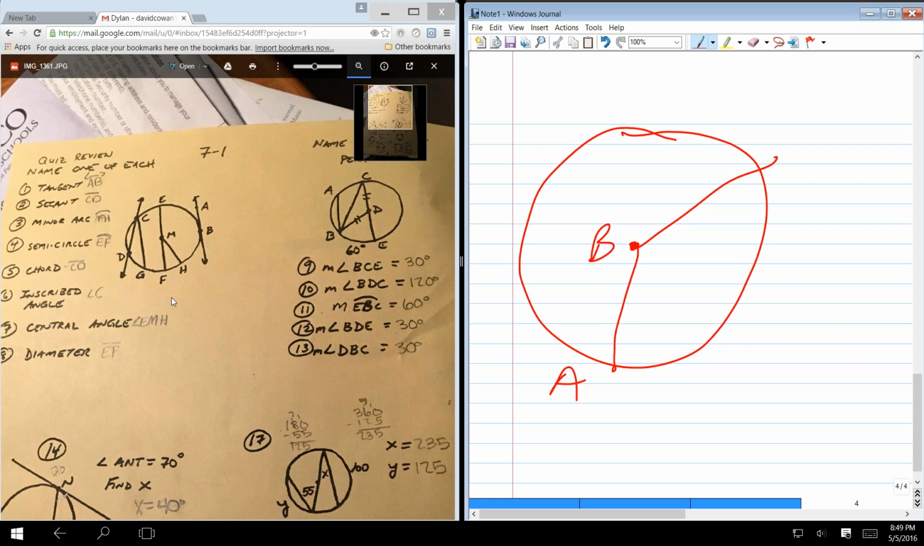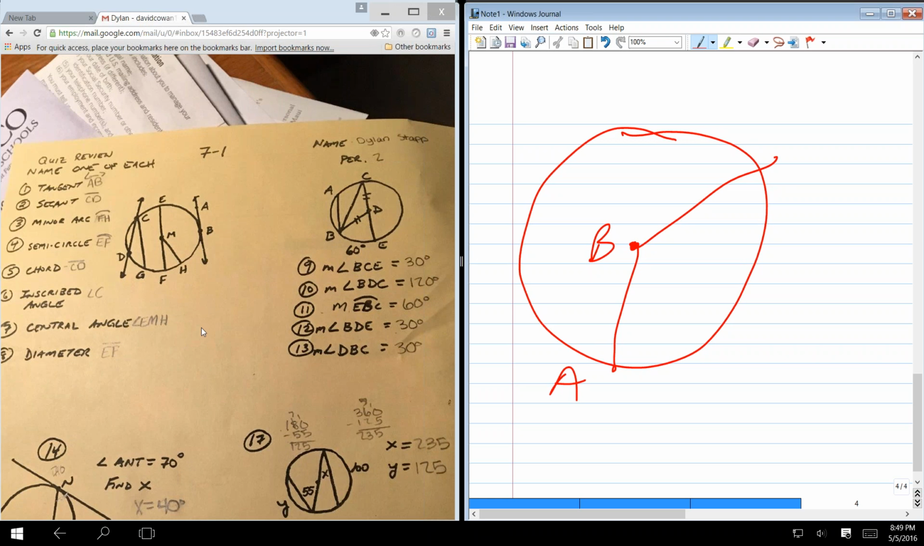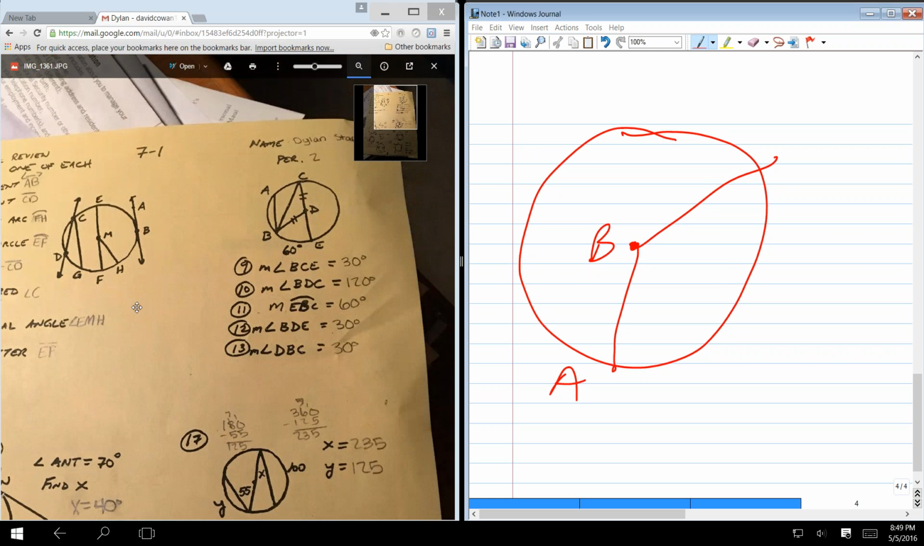HME would be one. Yep. Also HMF. But EMF was also a central angle. It's just a 180-degree one. And the diameter? The diameter, yeah. EF. Yeah, that's correct. Cool. Let's look at the others here.